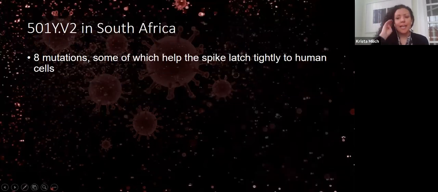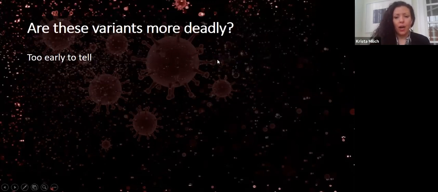Okay, so the second variant of concern that has been identified is from South Africa, and it's 501YV2. This one has 8 mutations, and of those mutations, some of them help also with attaching to human cells. So again, we have these changes that are related to how these variants are binding to human cells, and that has obviously implications for human health.